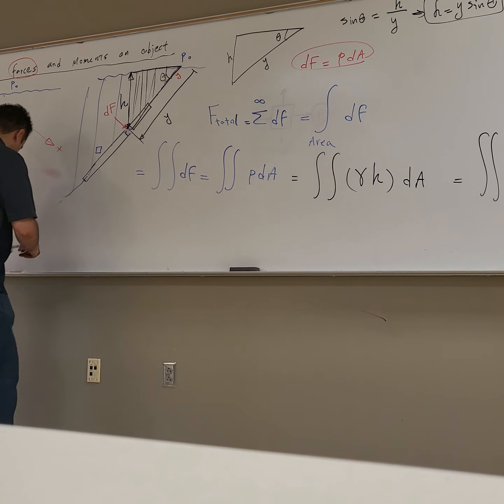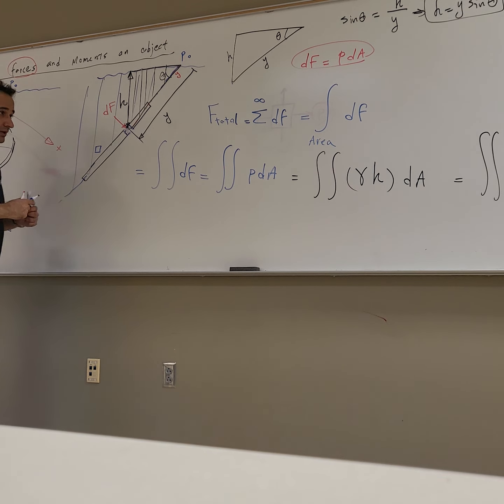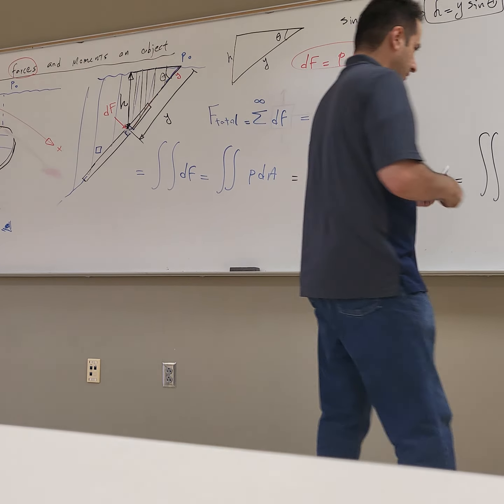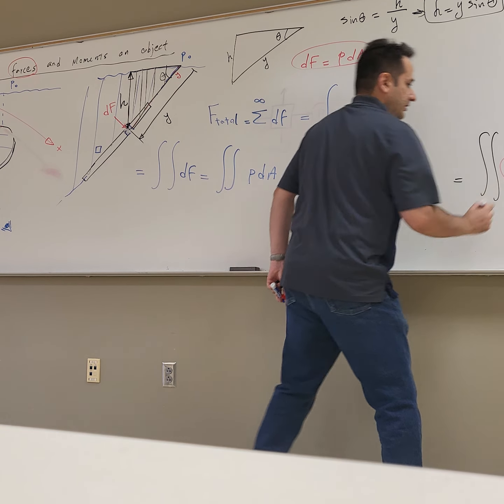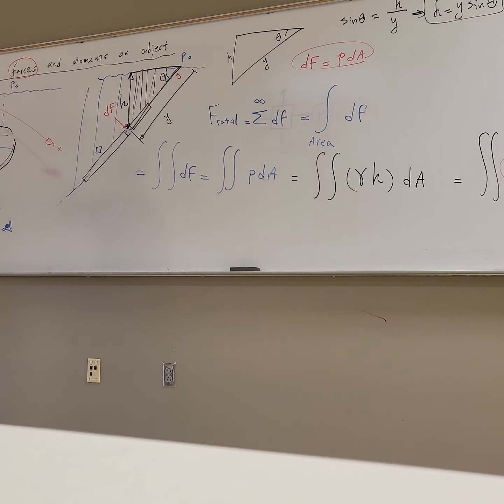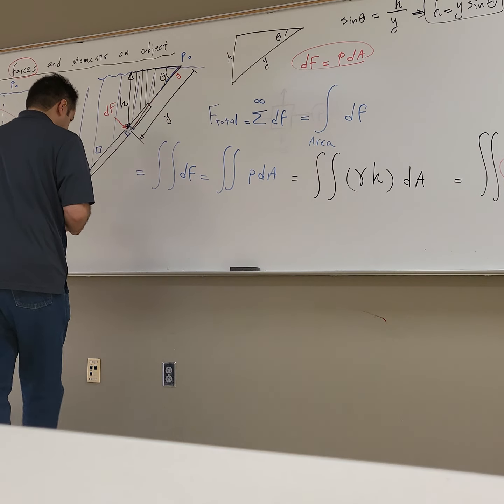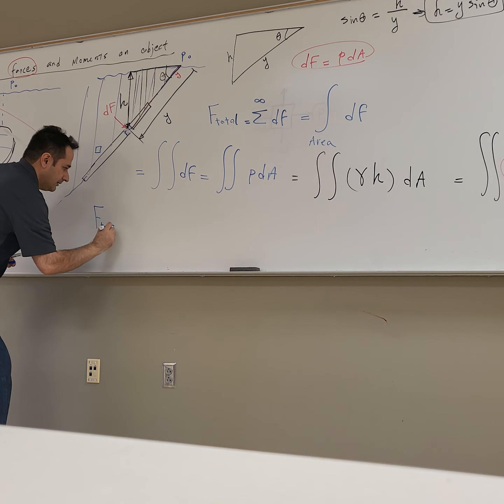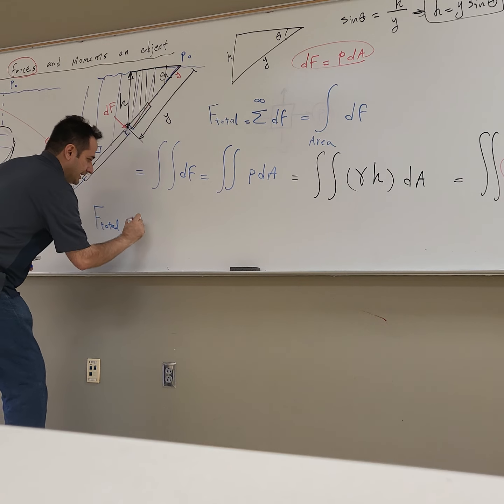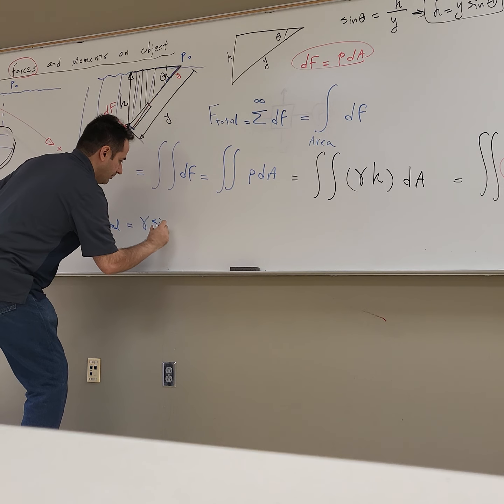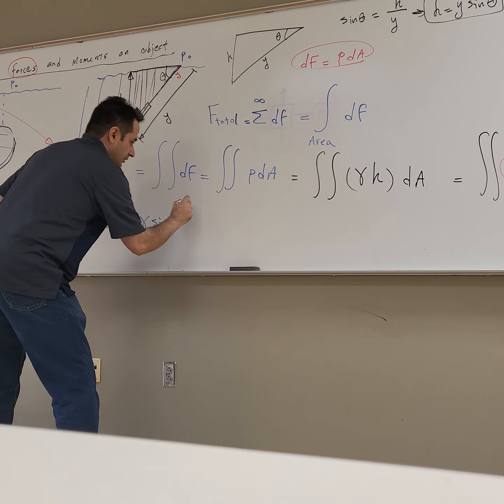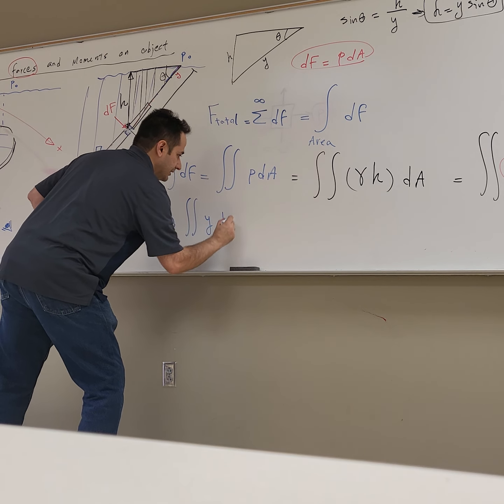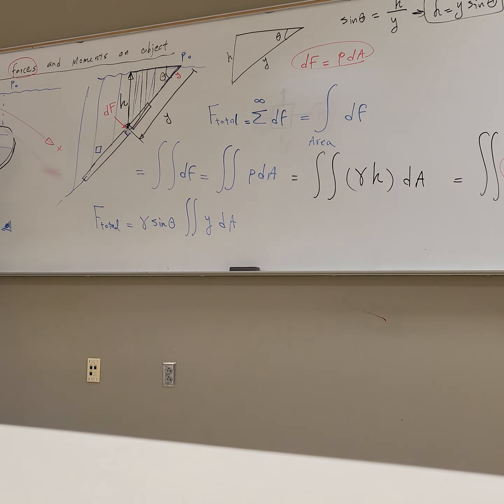In these terms, both theta, sine theta, and gamma do not depend on x or y. They do not depend on the double integral. So what can I do? I can just take them out of the integral. So you're going to get the resultant force. I'm going to write here, the F total is equal to gamma sine theta, which I bring out of the integral, times the double integral of y dA.